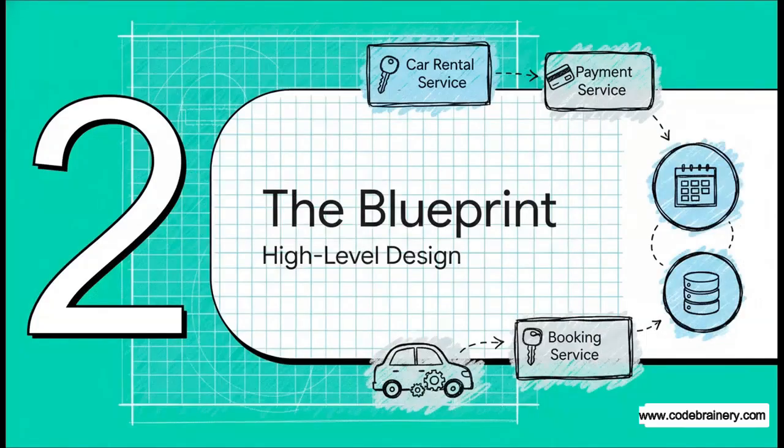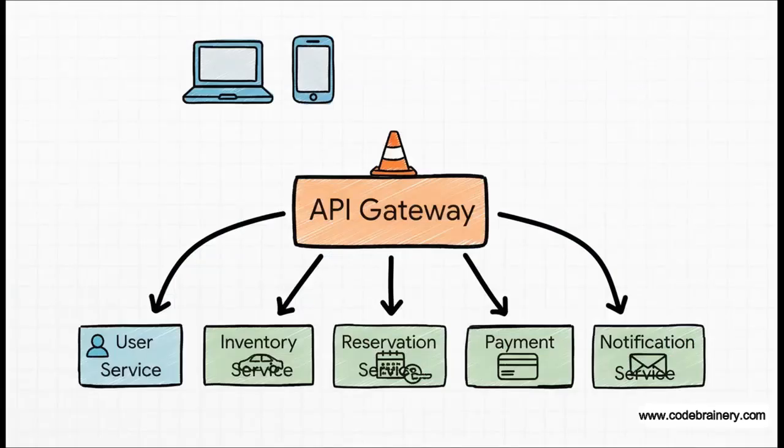With our requirements locked in, we can start sketching the blueprint. A really modern, scalable way to build this is with a microservices architecture. All that means is we're going to break our big, complex system down into a bunch of smaller, independent services that each do one thing and do it really well. So what would those services be? Well, our clients, the web browser and the mobile app, will talk to a single API gateway. You can think of this gateway like a traffic cop or a bouncer at the front door. It routes all incoming requests to the right backend service. We'll have a user service for handling logins, an inventory service that knows everything about our cars, a reservation service for all the booking logic, a dedicated payment service, and a notification service for sending out emails and alerts.